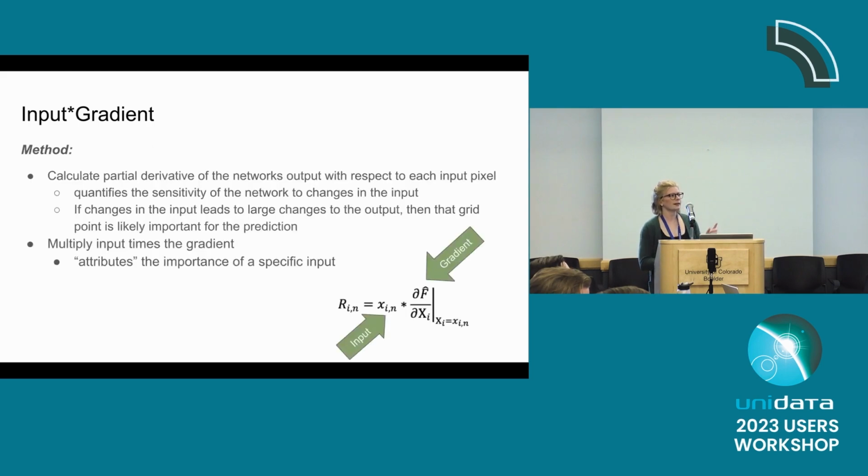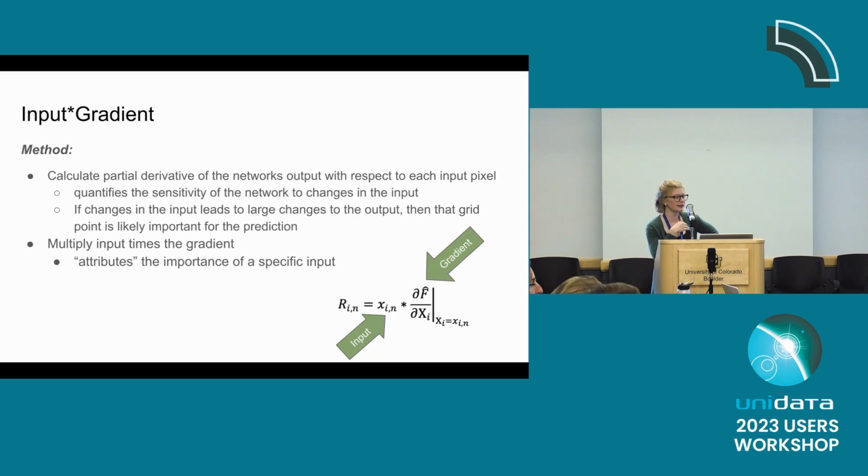To do this, this bottom equation here is the entire thing. You calculate the partial derivative, df/dx, of the network's output with respect to each input pixel. This quantifies the sensitivity of your network to changes in your original input image, or this x. And f is the function that your neural network has learned, or a representation of it. You can imagine that if your input leads to a large change in the output, then your gradient is going to be large, and that suggests that that point is most likely important for the prediction.